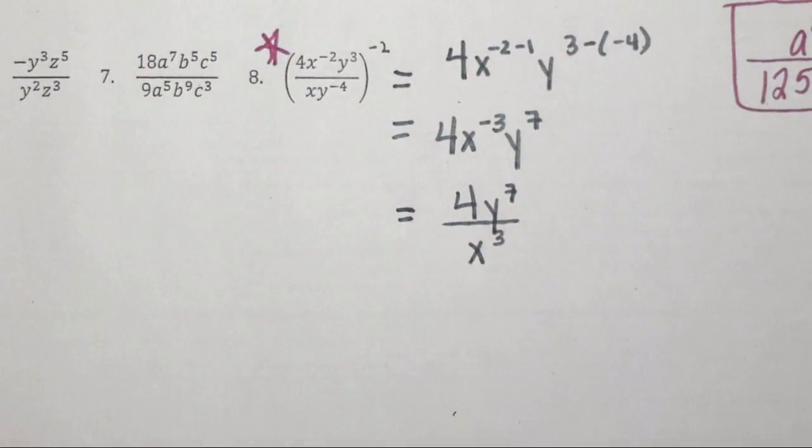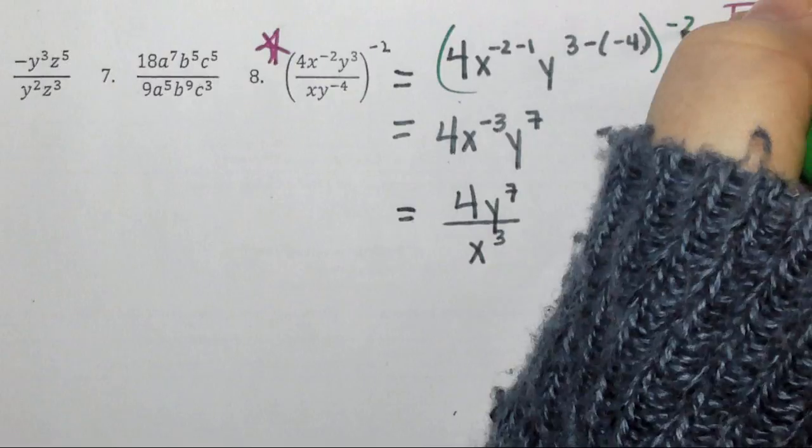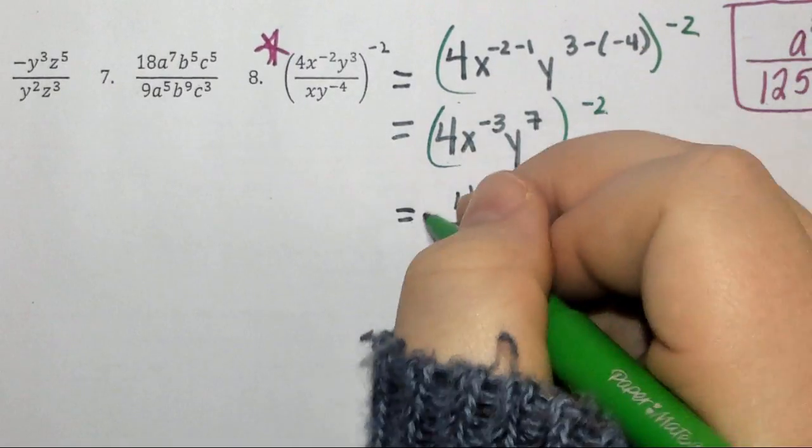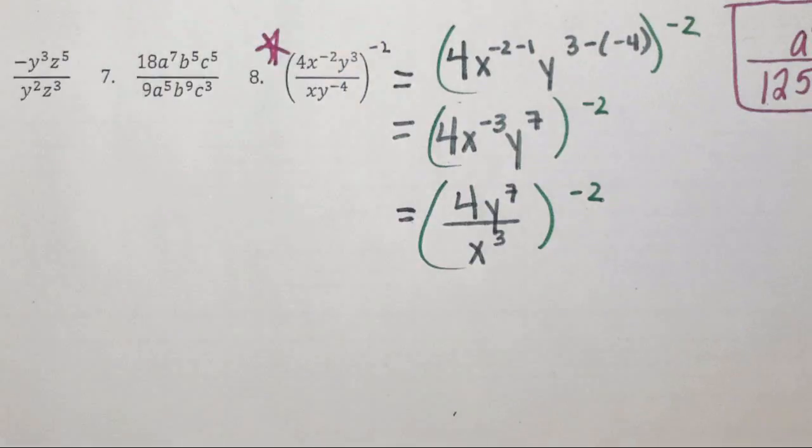Now I'm nowhere near done because, again, the whole thing was raised to the -2. So I've still got to deal with that -2. I just haven't been writing it, but I need to deal with it. Any questions to here? It would theoretically be easiest to simplify the inside first. If you choose not to, you still should end up with the same answer as me there.